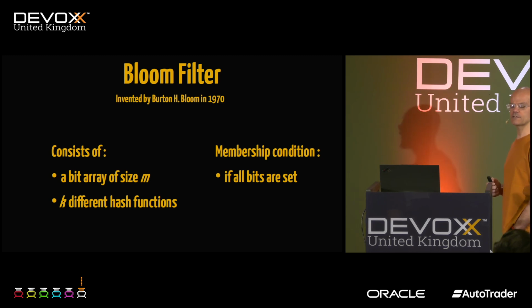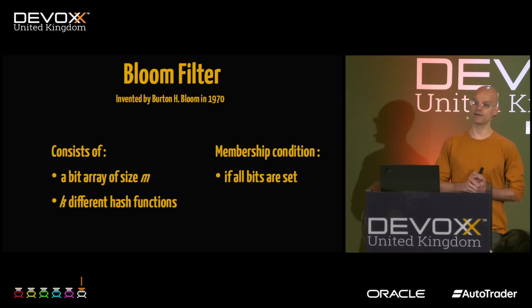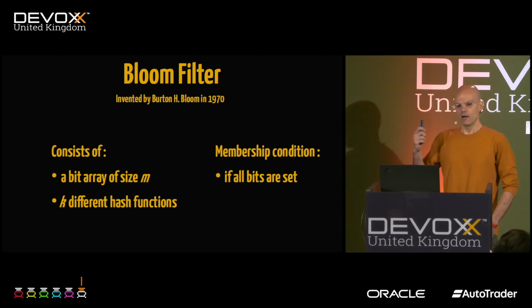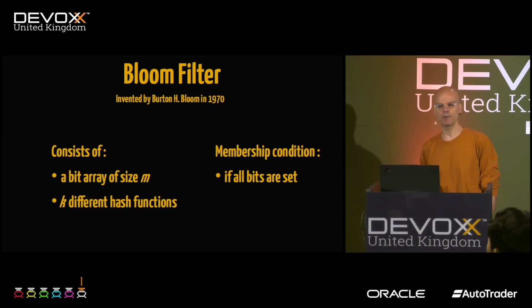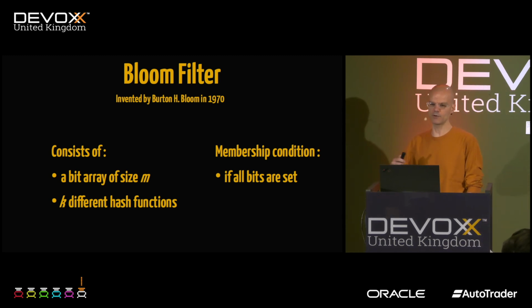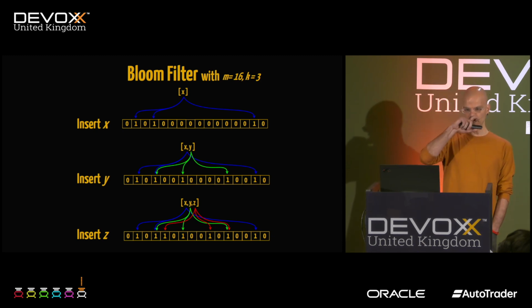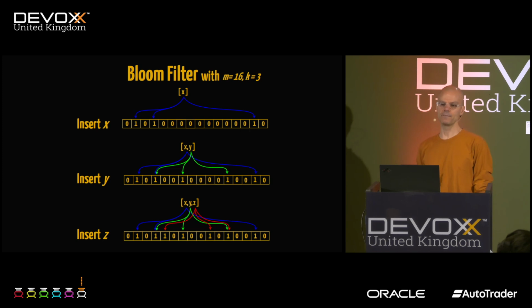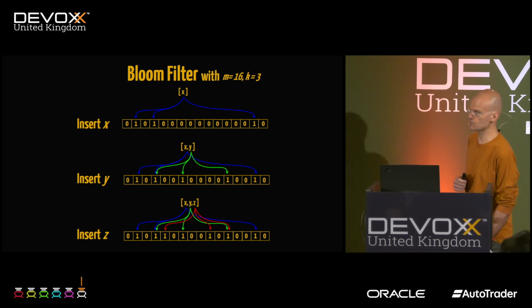So a Bloom filter consists of a bit array of size m and k different hash functions. In order to implement the membership condition, what we're going to do is check if all the bits related to an item are set. And that is the condition we're going to check. Let's see this in detail. So in this example, we see a bit array of size 16, so m is 16, and we use three hashing functions, so k equals 3.